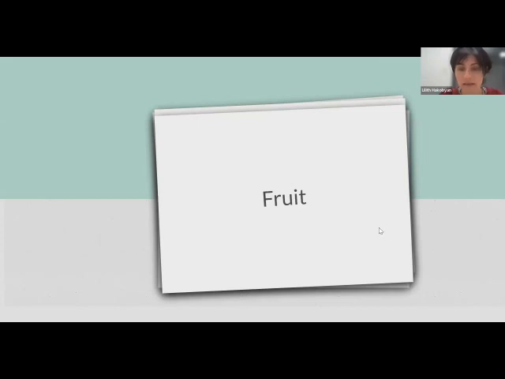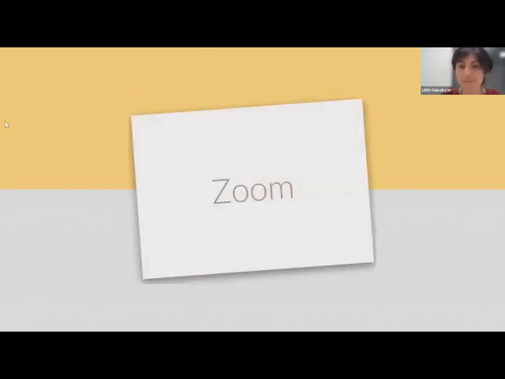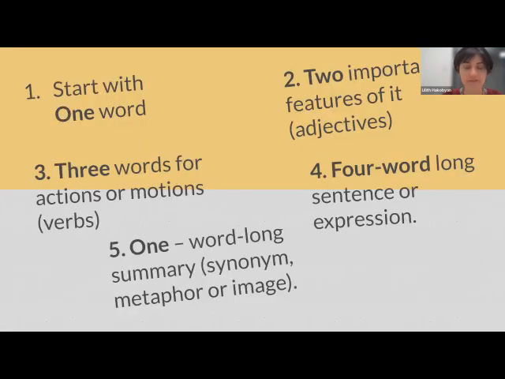I will go back to the presentation. So let's start with an easy example. Let's write a tree poem about Zoom. So your first word is Zoom. And I will go back to the structure here, so you can see which line is what. Here you can see all the lines together. Let's take 5 minutes and afterwards we will continue.